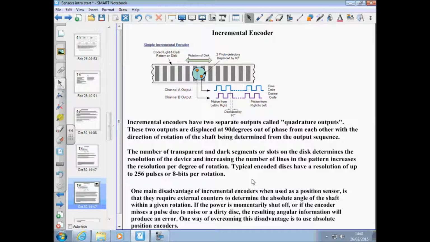A major disadvantage of incremental encoders is, if you're using them for position, they're good for measuring speed. But if you're moving them from position, you're going to be using some kind of external counter from an initial starting position to determine where it is. If it doesn't know where it was when it started, then it doesn't know where it is precisely. Do you understand what I mean by that?